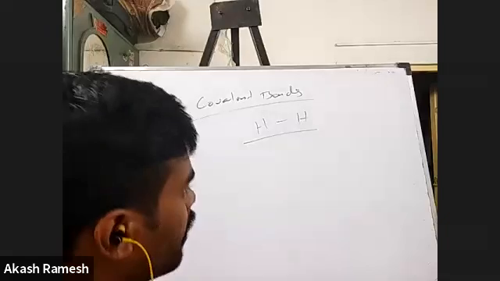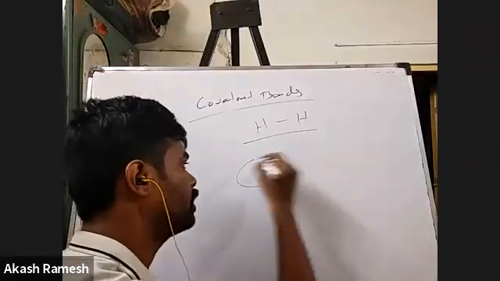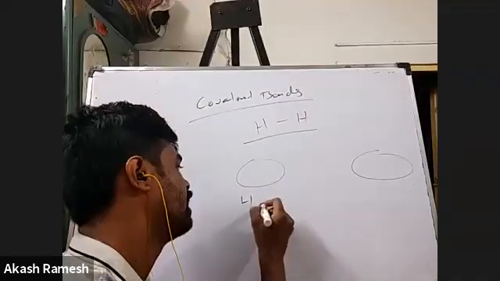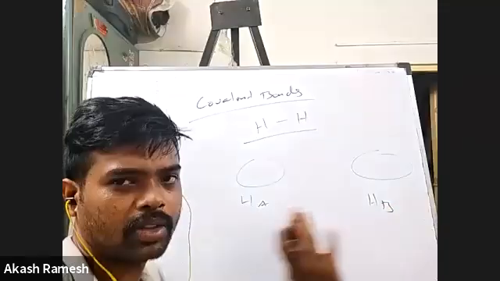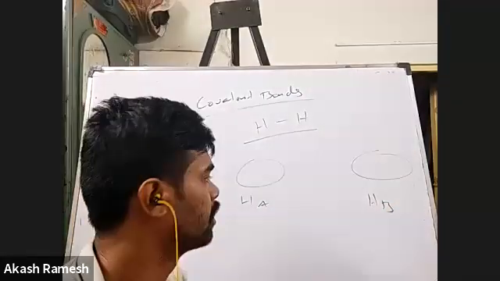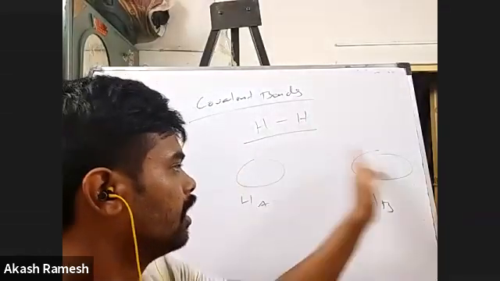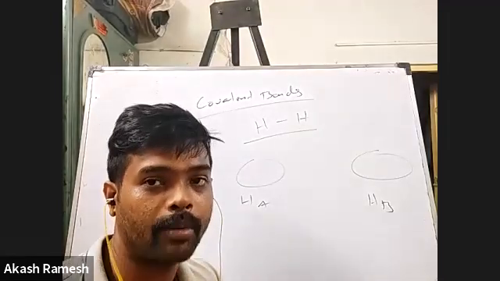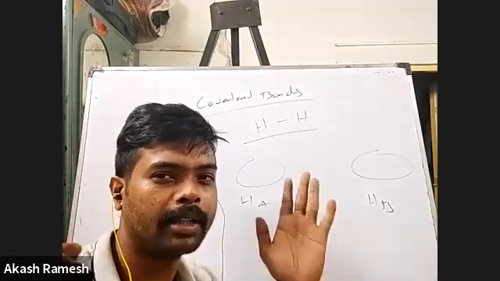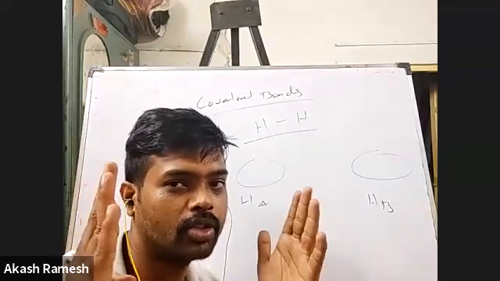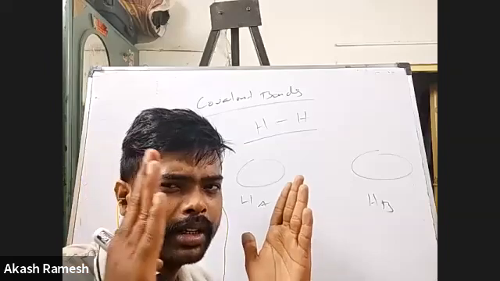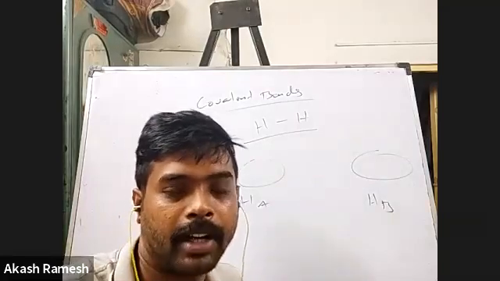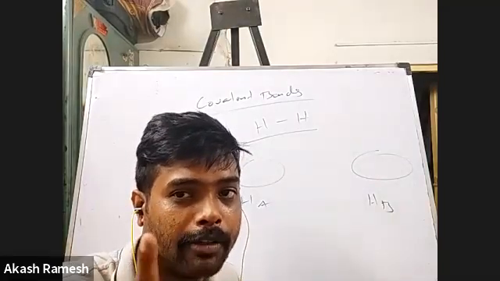So I am going to take the two hydrogen atoms very, very far away from each other. I call them HA and HB, just for making a difference. They are very far away from each other, they are isolated. Now I am going to bring them closer, to a point where the attractive force starts.